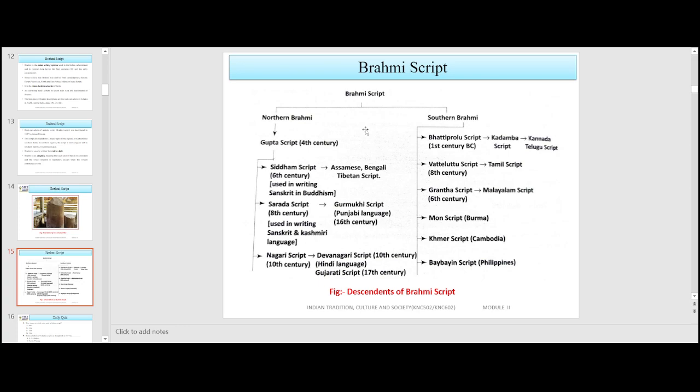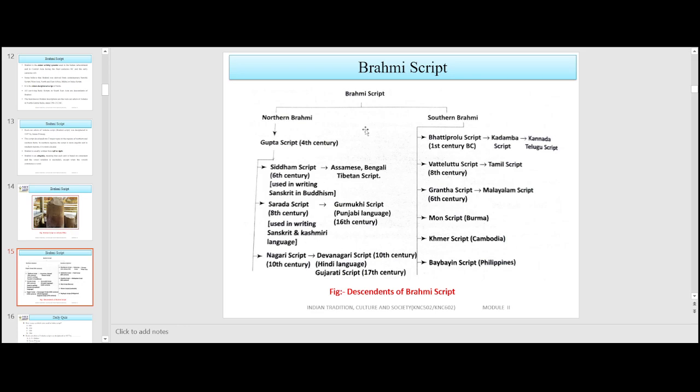If you go to the part of Southern Brahmi, that is the Bhattiprolu script, Kadamba script, and Kannada and Telugu scripts, they developed from there. Bhattiprolu script, 8th century, that is Tamil script. Grantha script, 6th century, Malayalam. There is an important term in the Grantha script. Sinhala script used in Sri Lanka is believed to have originated from the Grantha script. Grantha script still exists in traditional Vedic schools.